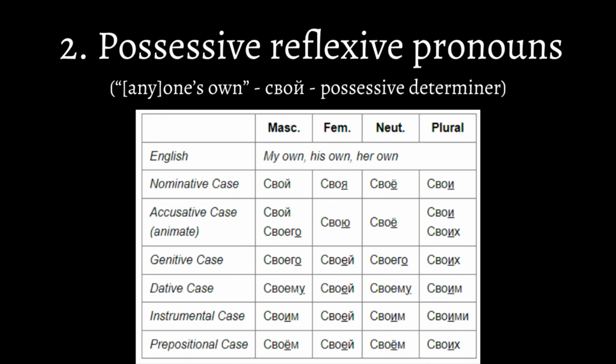Under the 6 cases, genders and plurality, свой will look like this, and I will give examples in every case. In the nominative, the pattern is свой, masculine one's own, своя, feminine one's own, своё, neuter one's own, and свои, plural one's own. The plural can apply to any gender.